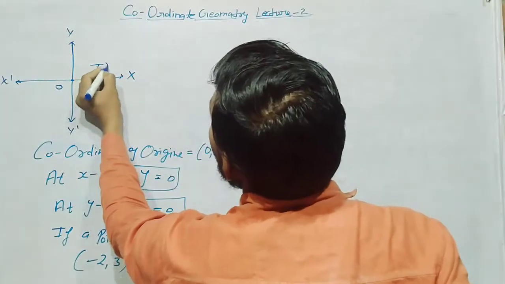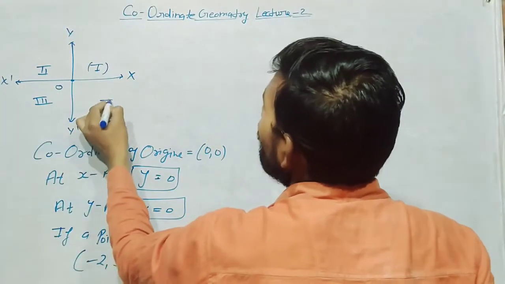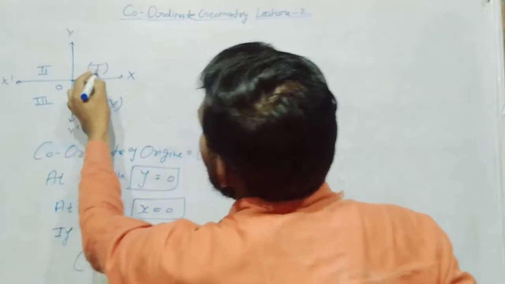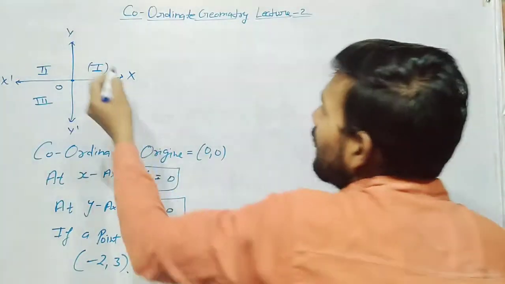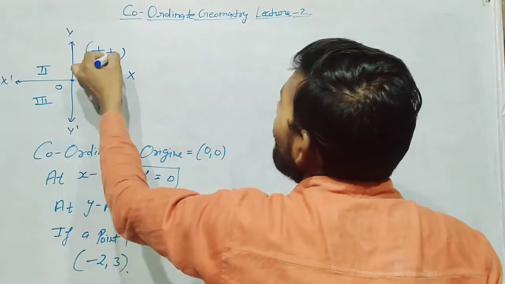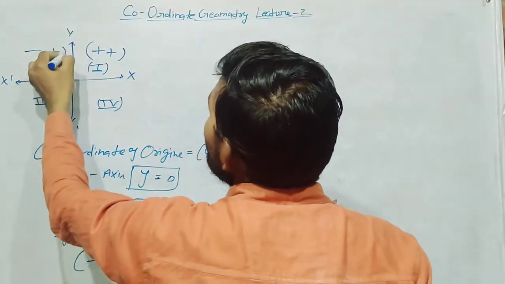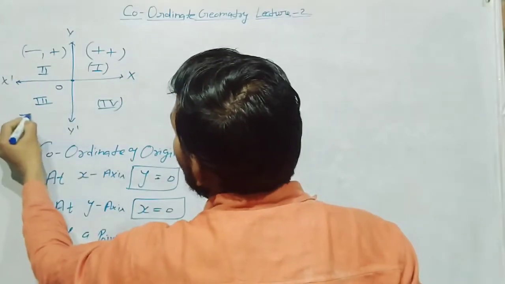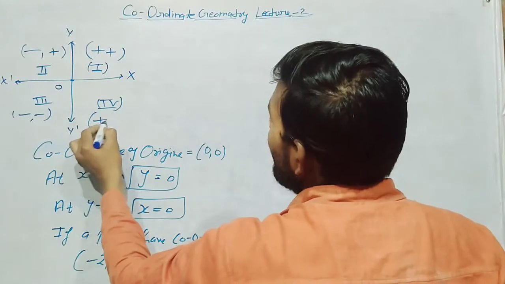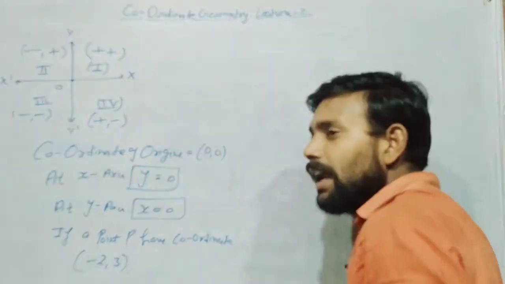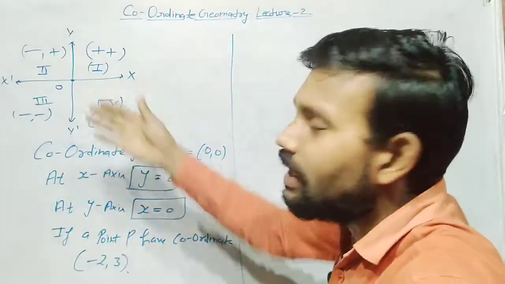This is the first quadrant, this is the second, this is the third, and this is the fourth one. We also know that in the first quadrant x and y both are positive. In the second quadrant x is negative and y positive. In the third quadrant x and y both are negative. In the fourth quadrant x is positive whereas y is negative. So here the sign convention is written.